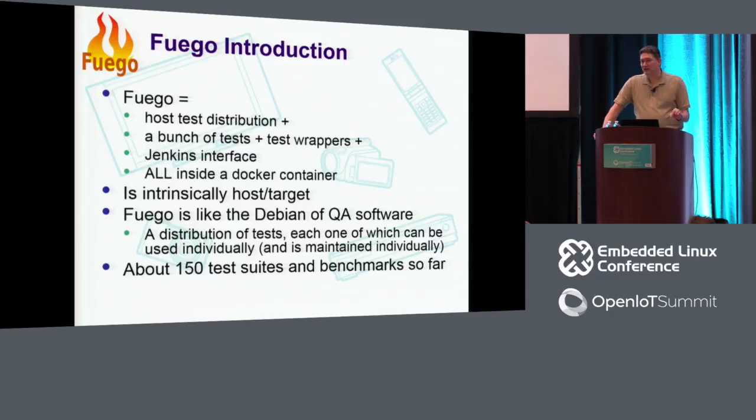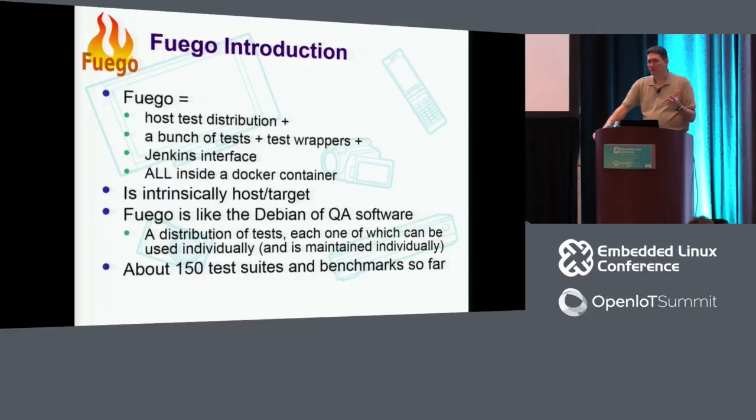It is intrinsically host-target, okay? So the enterprise guys and the cloud guys are all lucky. They can develop their software and test their software all on their development machines if they want. But we often have a big disparity between our development machine and our products, and so we need an environment where we can cross-compile and drive the testing from a more powerful machine than the one we're testing.